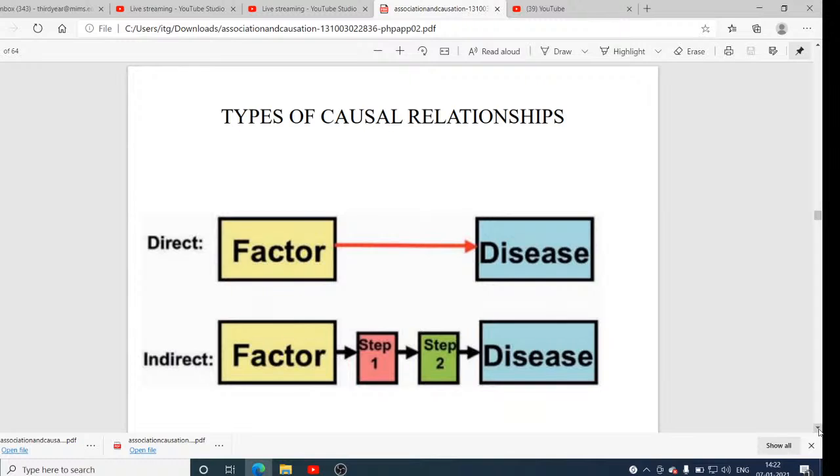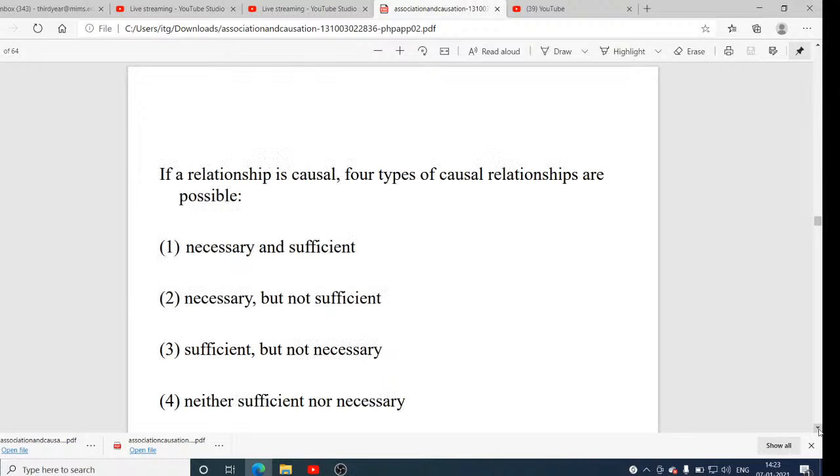Now, types of causal relationship. There can be direct, there can be indirect. In a direct relationship, there is a factor which can lead to the disease, and in an indirect one, there is a factor which leads to one step, then it leads to a second step, and then the disease is formed.